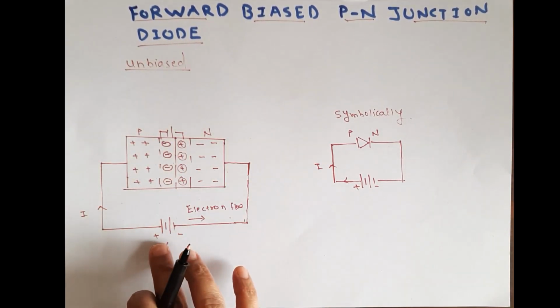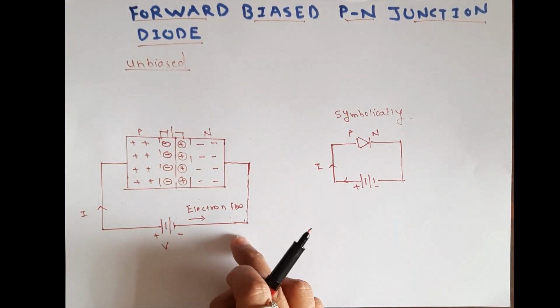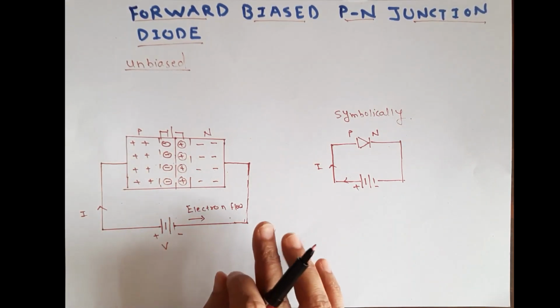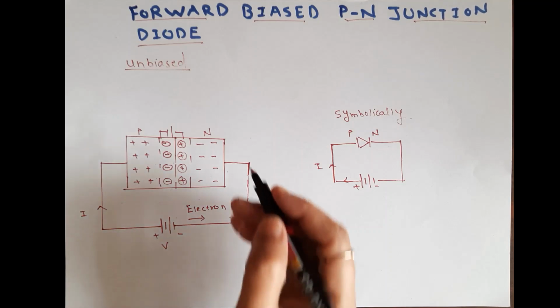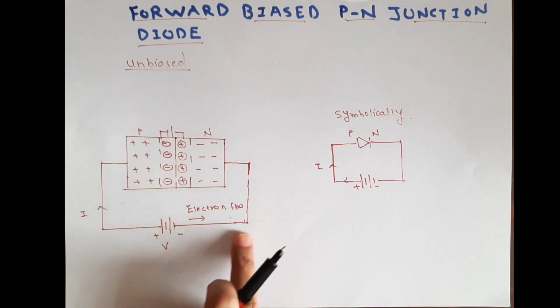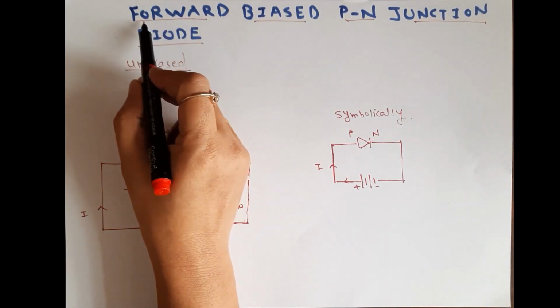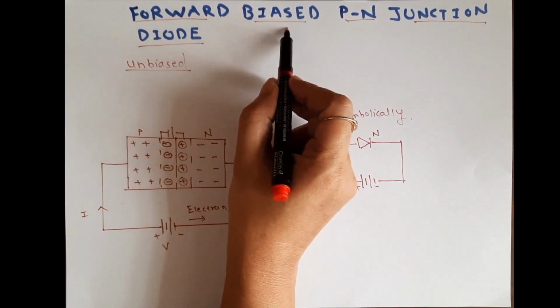Now, when an external source is connected to the diode, we call it as a biased diode. Okay, so biasing is the external source should be connected to the diode. Now, we are going to see what is forward biasing.